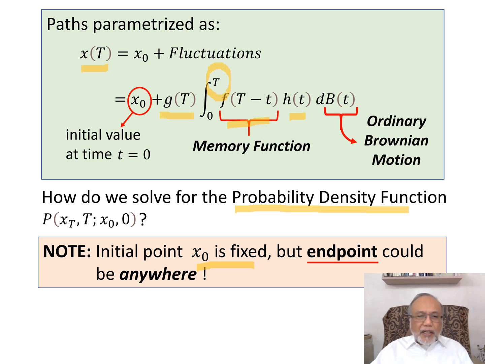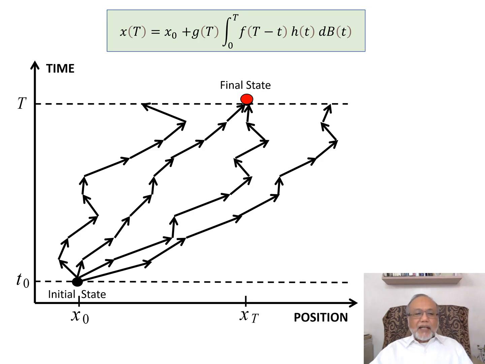So pictorially, we could have something like this. The fluctuation starts at some initial point T naught. It ends at some final time T. So this is the time axis. It progresses. And at final time T, the point where the diffusion ends could be somewhere here. It could be somewhere here. It could be somewhere here. It could in fact be anywhere at some final time T.